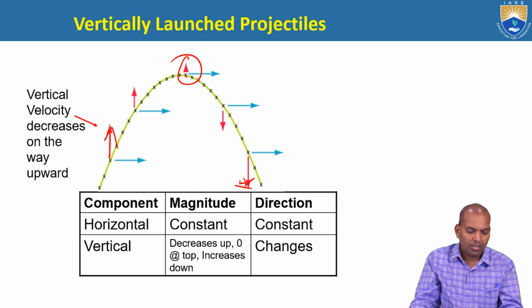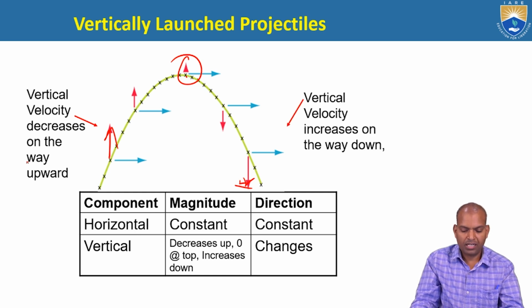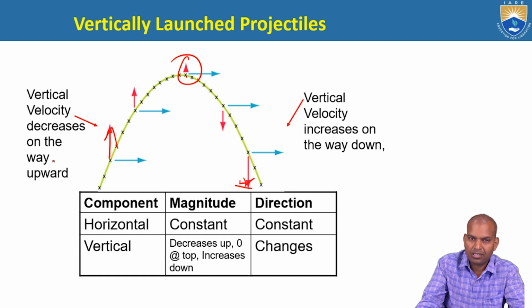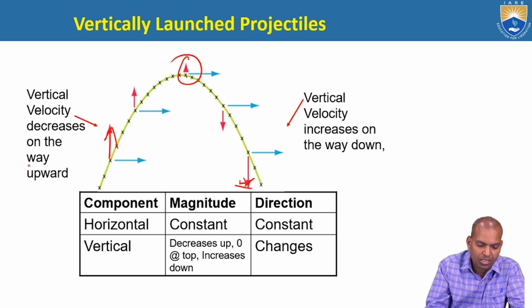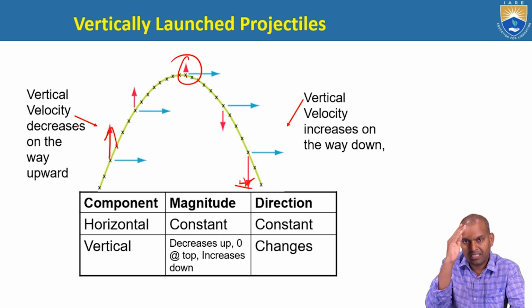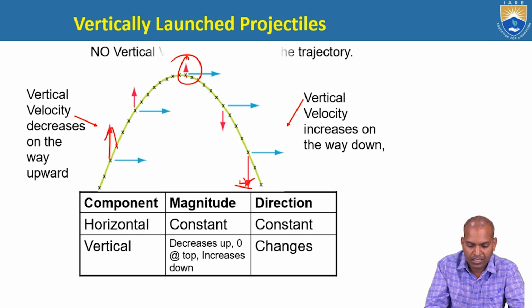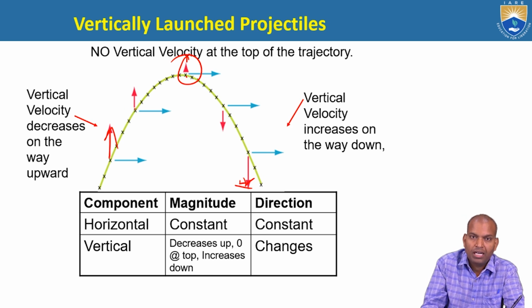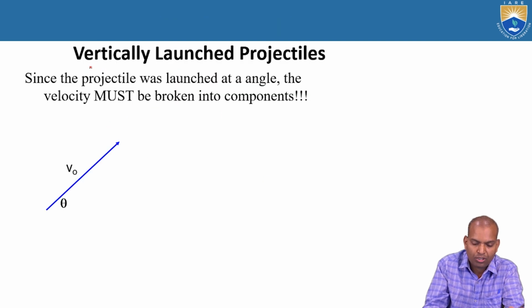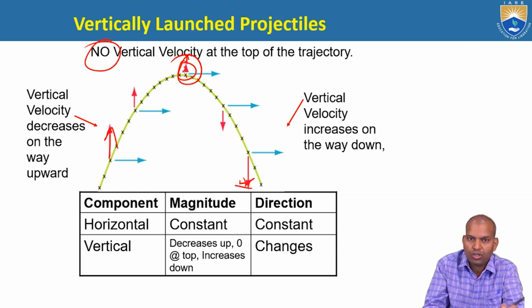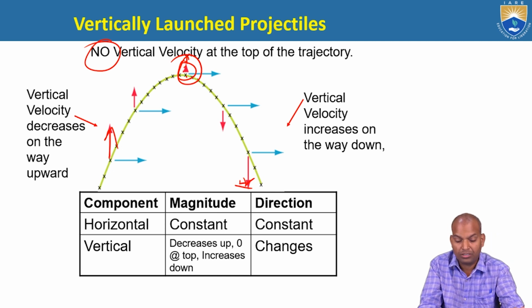Vertical velocity decreases on the way up, in the upward direction, and vertical velocity increases again on the way down. So, what is the vertical velocity at the top of the trajectory? It is 0 at the top of the trajectory, at the peak. After that, it reverses and changes direction.